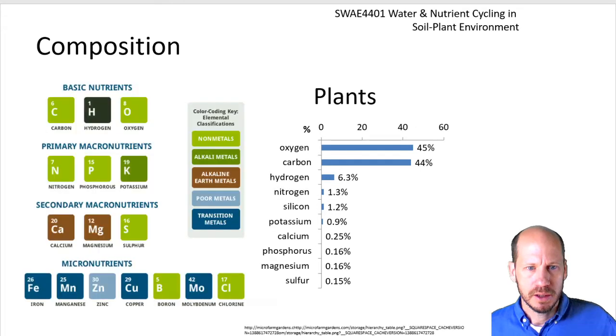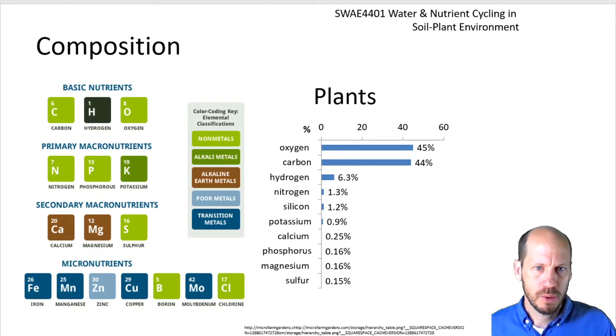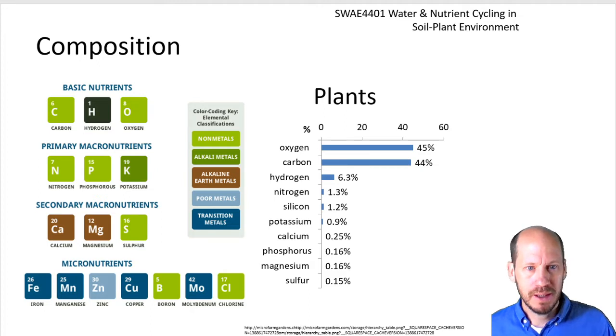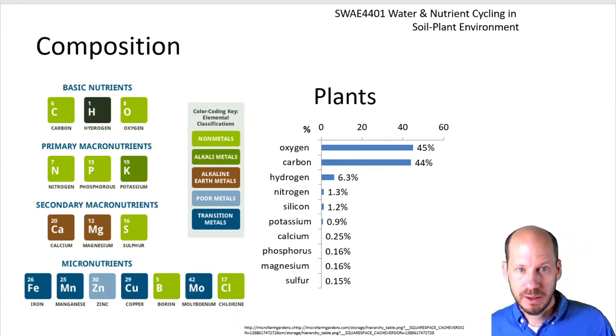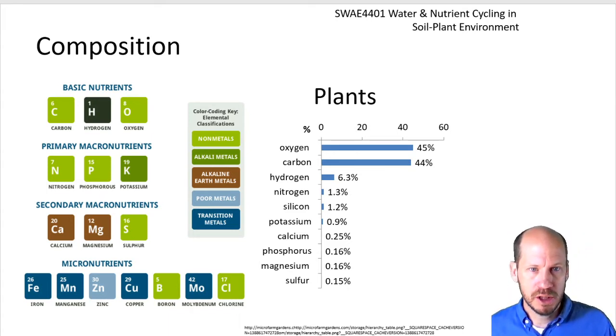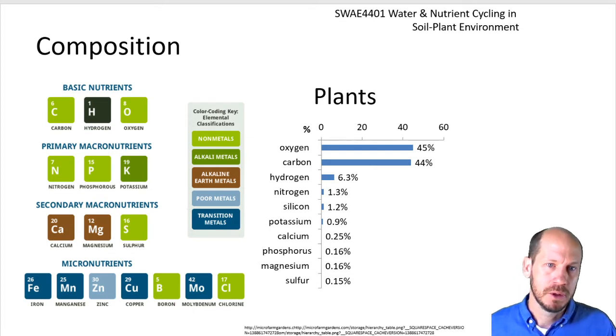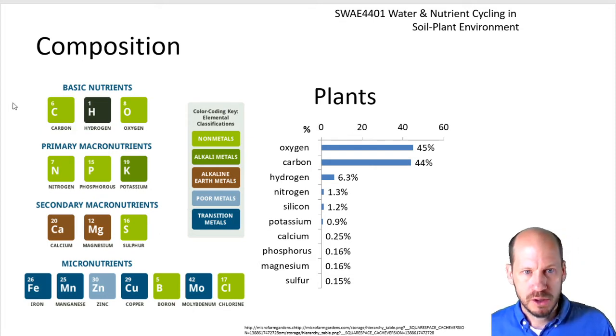So here they are. These are the essential nutrients. We have the basic nutrients, the primary macronutrients, the secondary macronutrients, and the micronutrients. In total, they are 16. The basic nutrients: carbon, hydrogen, and oxygen. They are marked here by their classification on the periodic table. Carbon, hydrogen, and oxygen, they are the basis of all organic matter, all life on Earth.